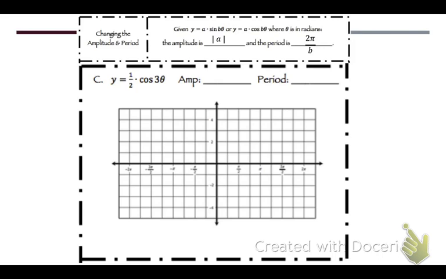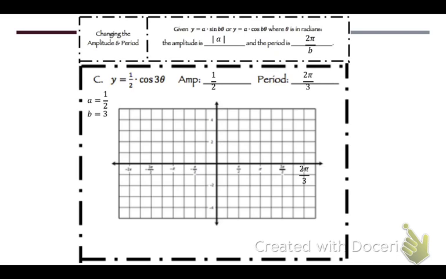Let's do this one. So another cosine one. Here my A is 1/2. My B is 3. So my amplitude is 1/2. My period is 2 pi over 3. Now 2 pi over 3 is on this, but it's going to be really ugly if we try to graph this. So again, I'm just going to relabel my graph.